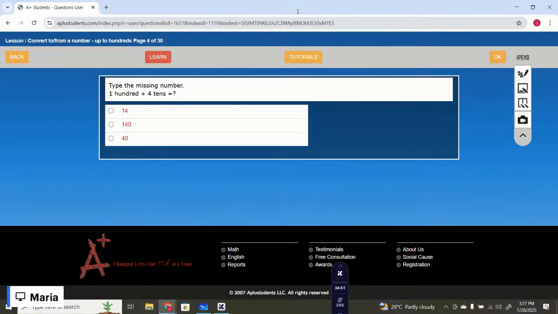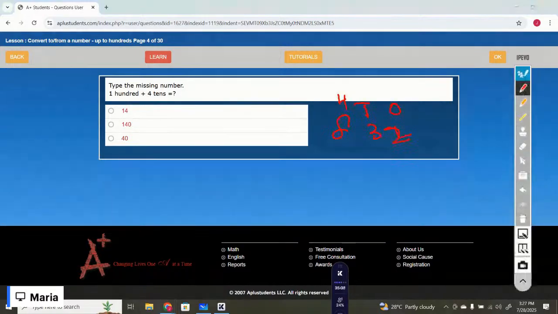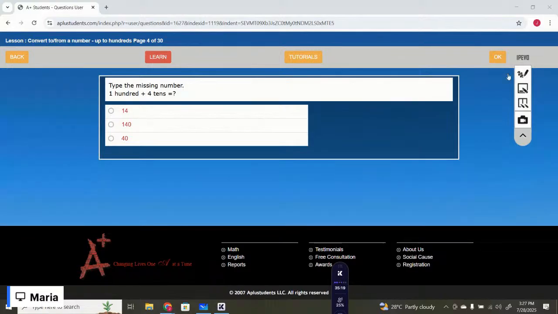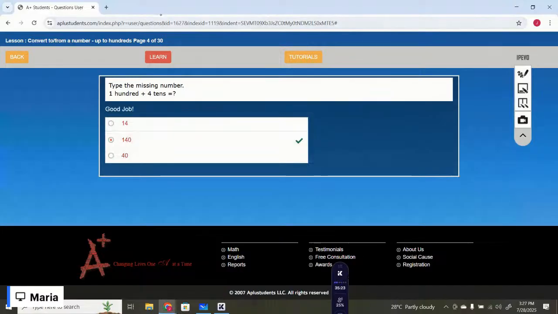Type the missing number: 104 tens. So we are given 104 tens, but we cannot have any number without ones. So the ones would be 0, right? Because the rightmost digit is always the digit at the ones position. So the ones digit must be 0. If the digit is not given, then it means that would be 0. 1040. Option 2 is the correct option.